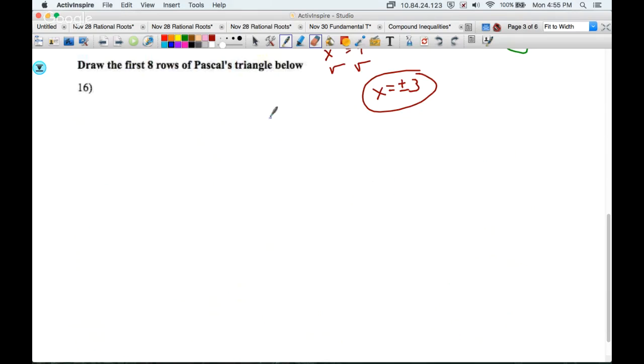First 8 rows of Pascal's triangle. To form Pascal's triangle, you start with a 1, and then you just keep adding 1s down the diagonal. And then to get the interior numbers, you just add the 2 numbers above it. And we've got to get to 8 rows here.